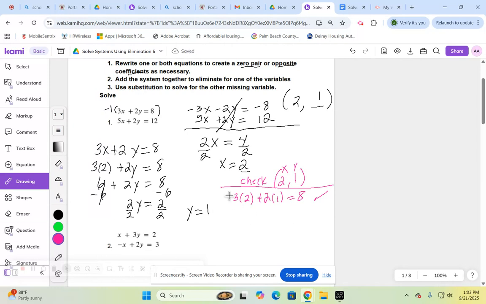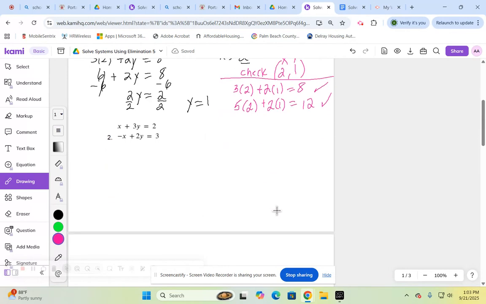Does it work in the bottom one? 5x plus 2y equals 12. Well, let's check. So 5 times x, which is 2, plus 2 times 1. Does that equal 12? Well, let's check. 5 times 2 is 10, plus 2 times 1 is 2. 10 plus 2 is 12, so it does check. So we know we have the correct answer. All right, let's go ahead and try number 2.